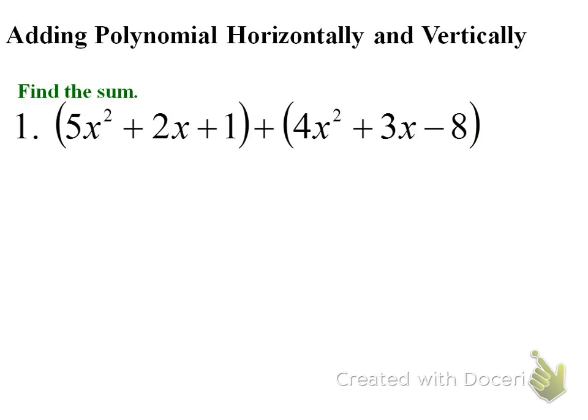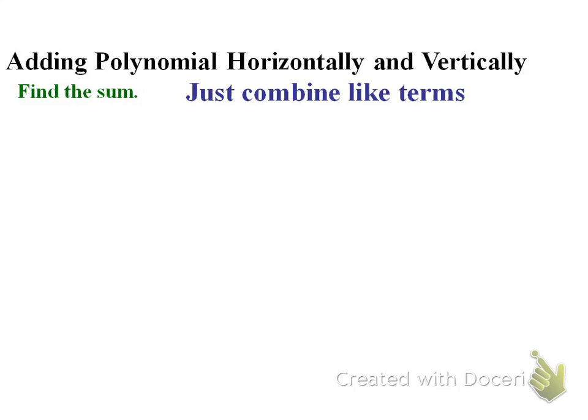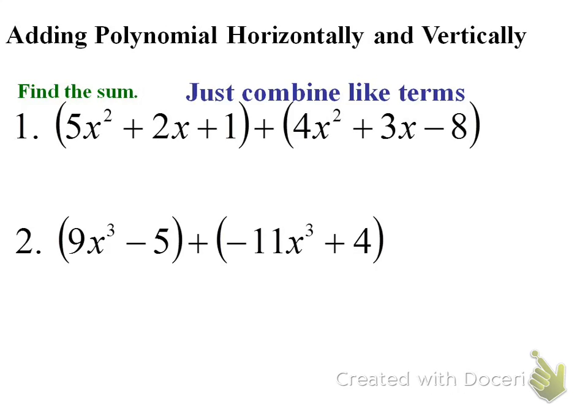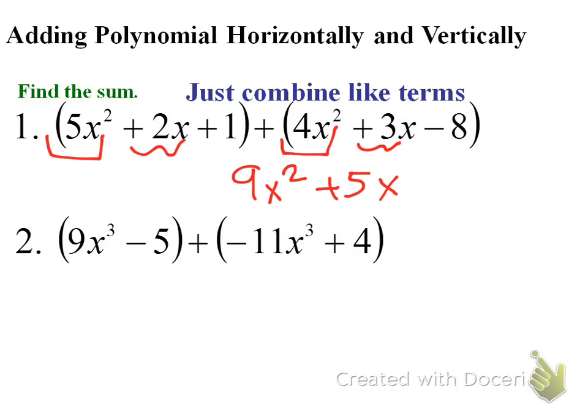Alright, the first thing we're going to look at is adding polynomials. When you add polynomials, you just combine like terms. Whoops, too far. There we go. So, number 1, what are the like terms? The x squared's good, which would give us 9x squared. Then what? Good. -7. Good.